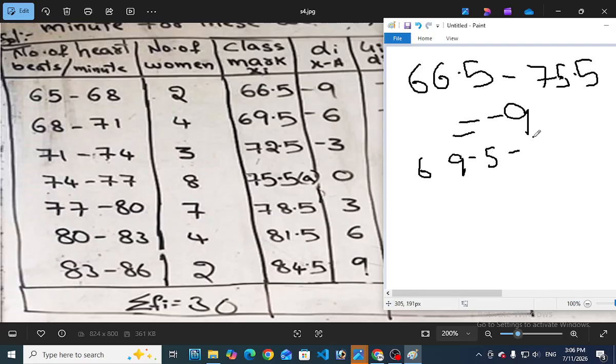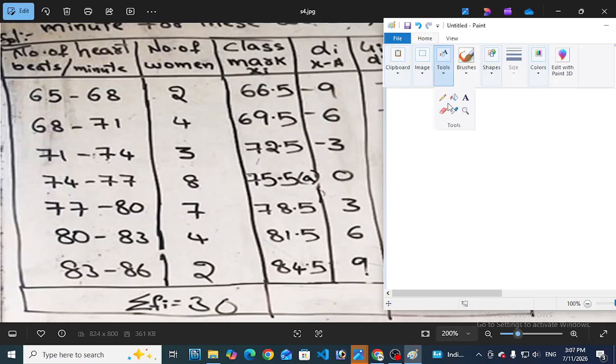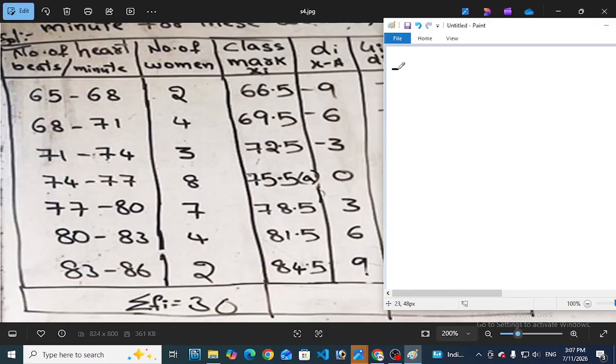Then the next class deviation: 69.5 minus 75.5. So 5 minus 5 is 0, 15 minus 9 is 6, and the sign is minus because the bigger value is being subtracted. So minus 6 is the next class deviation. Then the next class deviation.